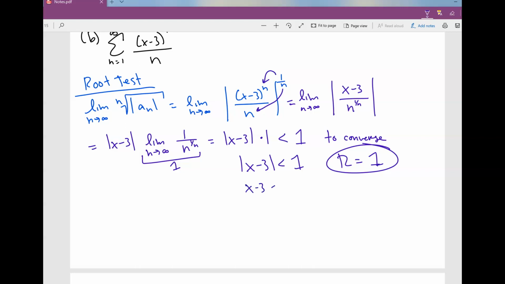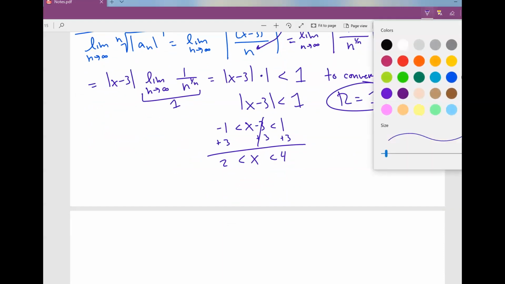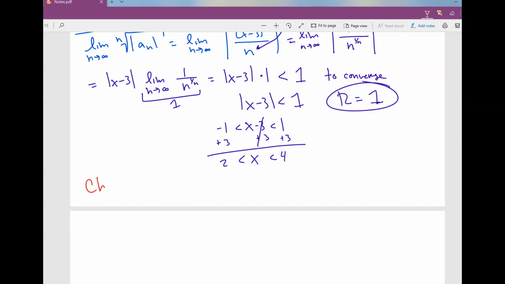So let's solve this absolute value inequality. The absolute value of x minus 3 is less than 1, and then we're going to put a negative 1 over here. We're going to add 3 to all sides, so I'm left with x between 2 and 4. Now remember, this is not the interval of convergence. What we've got to check now is when x equals 2 and when x equals 4. So now we have to check the endpoints.